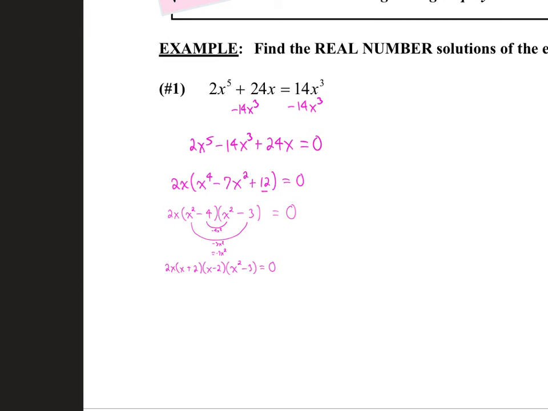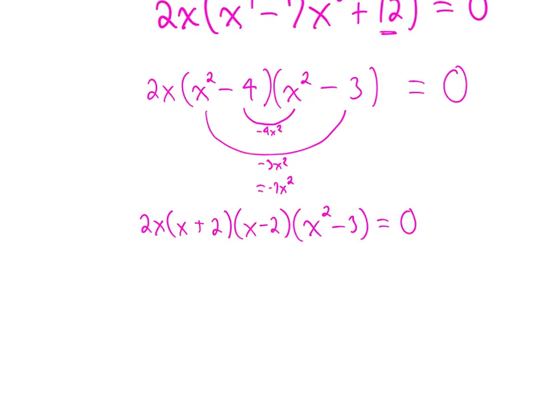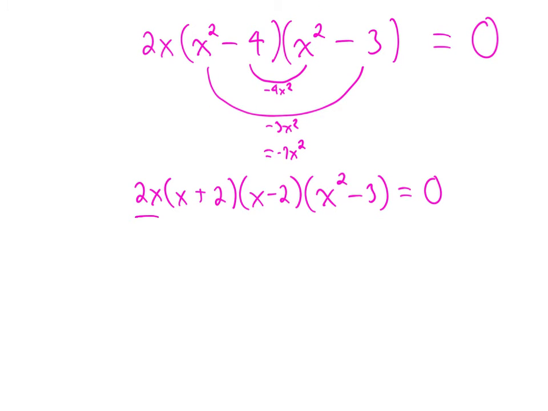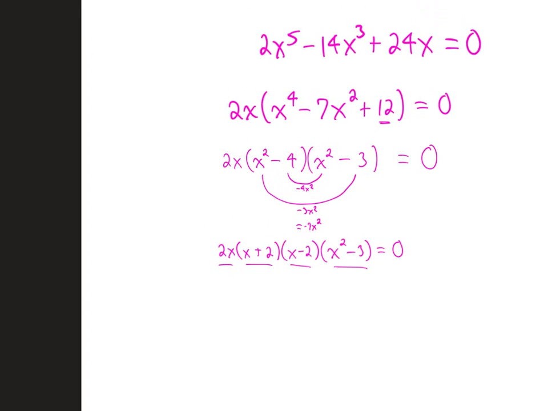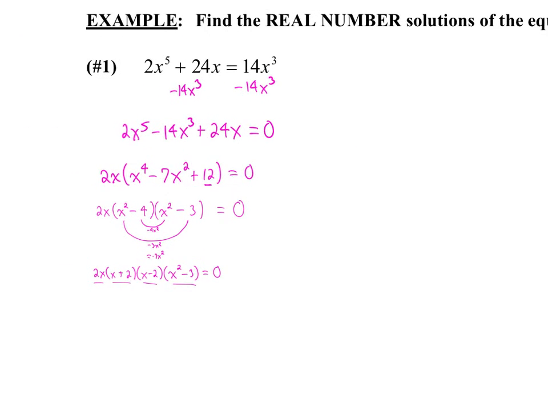Okay, that is as factored as we can go because x squared minus 3 is not anything we can do. Two terms, it's not a difference of squares. So now what we need to do is take each of these expressions here, the 2x, the x plus 2, the x minus 2, the x squared minus 3, and set them each equal to 0. That's how we solve. We're trying to find what makes each of these equal to 0.